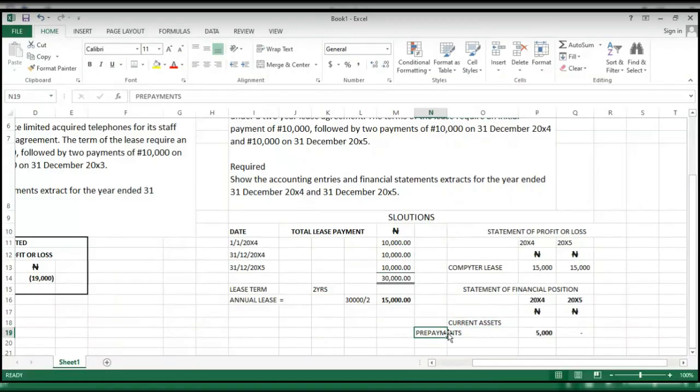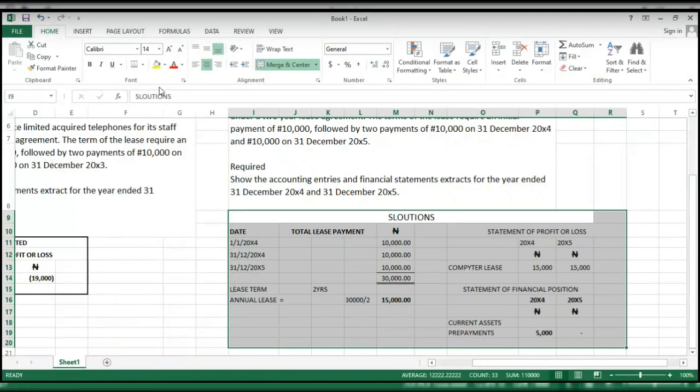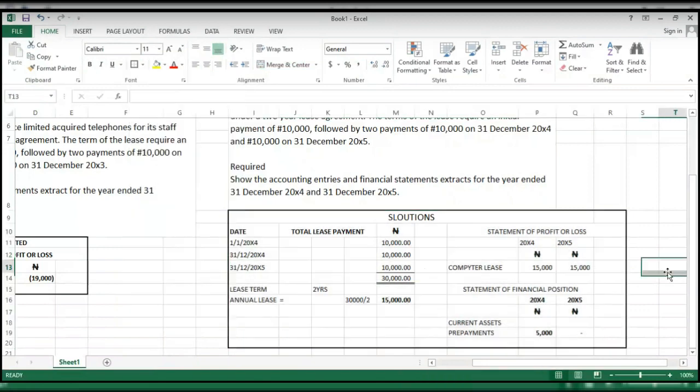Let me put it here. So this is it. The solution for example 2 is done here for purpose of emphasis. You can see we calculated how much the entire lease is. The lease time is 2 years based on the question. Annual lease therefore will be 15,000. The 15,000 naira for each year is expense during the period for which the lease was actually meant, but then there is a prepayment of 5,000 in 20x4, which will be extended to 20x5. I hope we understand the way we treated that.